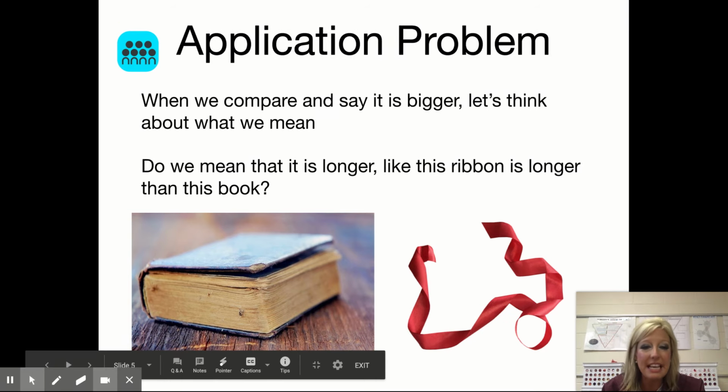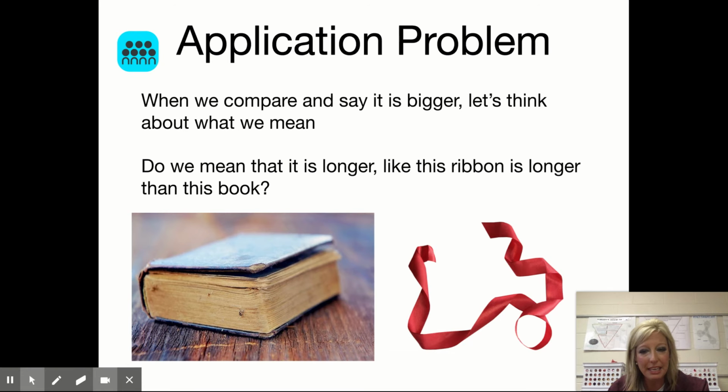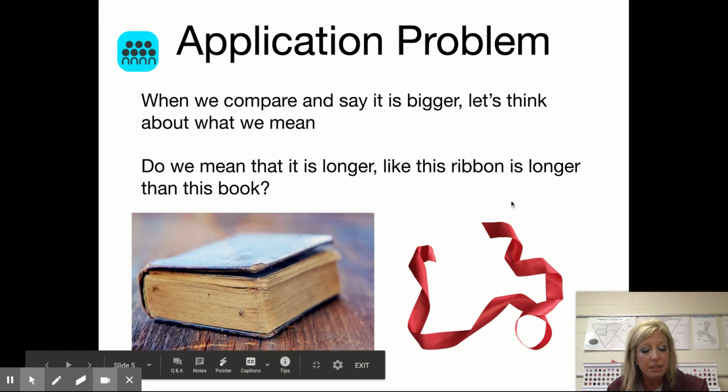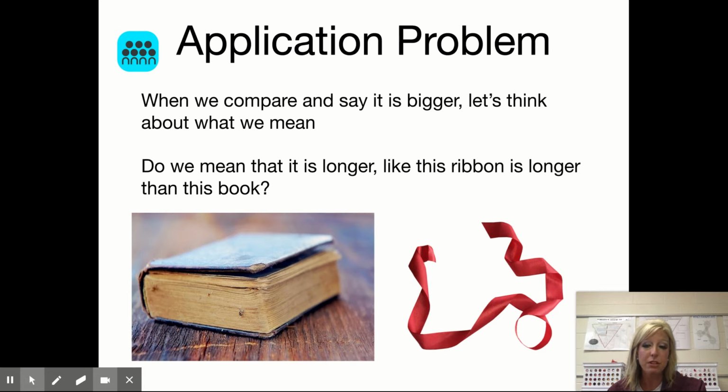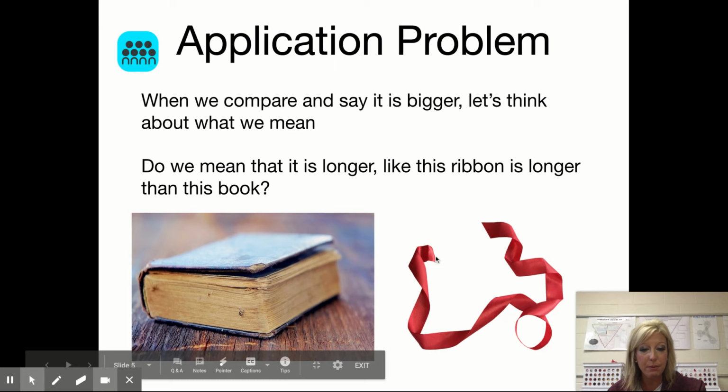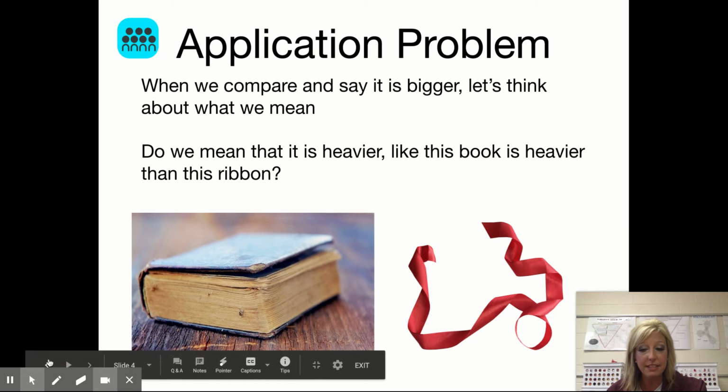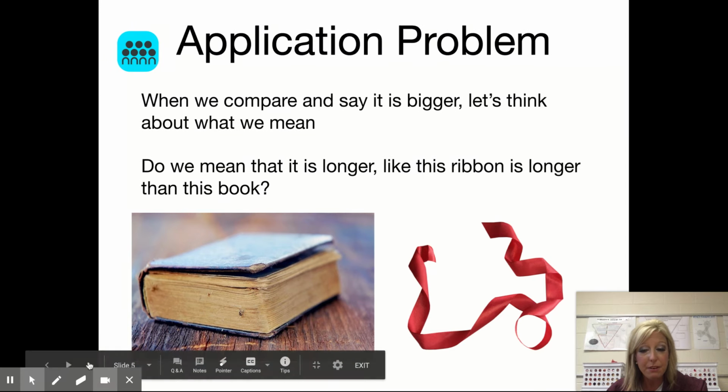When we compare and say it's bigger, let's think about what we mean again. Do we mean it's longer, like the ribbon is longer than this book? Look at this ribbon right here. If we were talking about how big something is, and we were talking about how long it was, this ribbon would be longer than the book. If we think back to the previous slide, if we were talking about which one's bigger, if we were talking about heavier, the book would be heavier than the ribbon. Very good. But if we were talking about bigger as in length, then the ribbon would be bigger than the book.